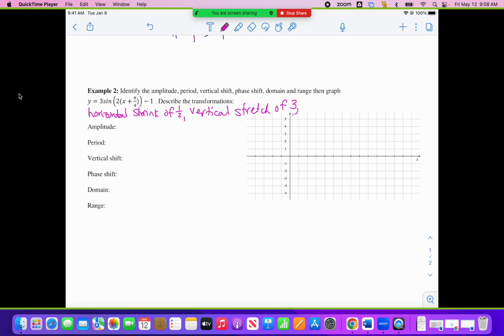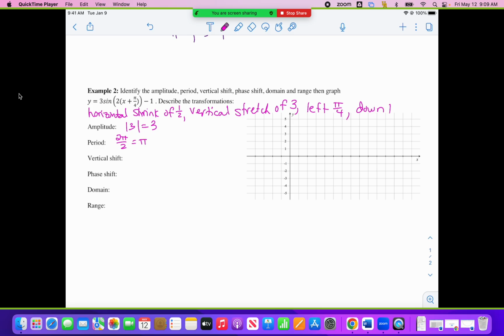Mia, what was another one? Left pi over 4. Sarah, what's your last one? Down 1. All right, so then, Lily, what was the amplitude? Good job. It's the absolute value of 3, which is 3. Then, Matthew, what is the period length here? Pi. Good. You take 2 pi over 2, which is pi.